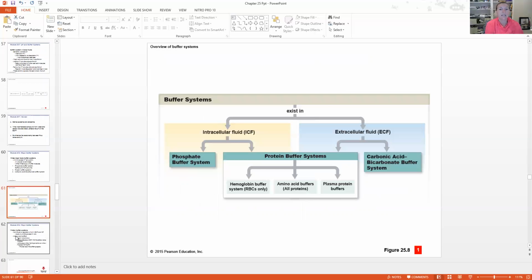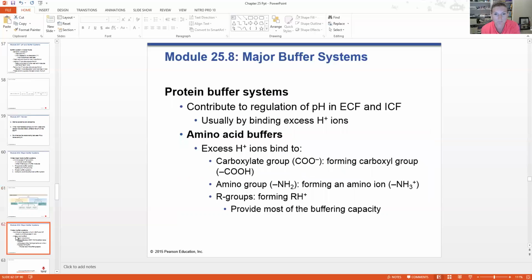There they are. Inside of our cells, we have the phosphate buffer system. Guess what the phosphate buffer system uses? It uses ATP. Ooh, remember that guy? Protein buffer systems, like hemoglobin acting as a buffer, or amino acids acting as a buffer, or plasma proteins acting as a buffer, are present in the ICF as well as the ECF, and then strictly in the ECF is our carbonic acid bicarbonate buffer system, which we've talked about already.